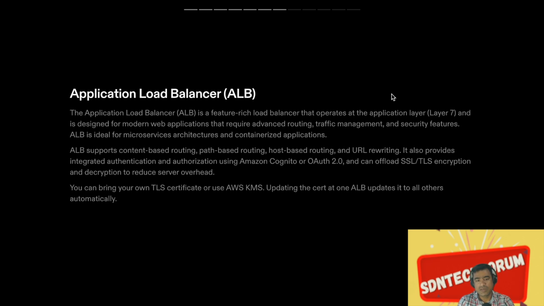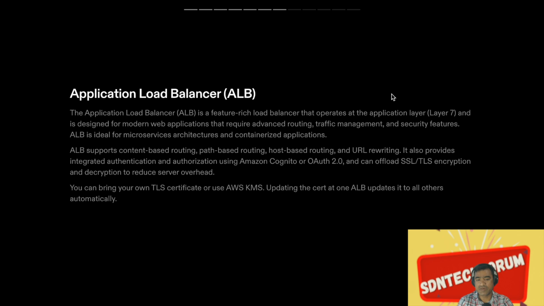Application load balancer. The application load balancer is a feature-rich load balancer that operates at the application layer and is designed for modern web applications that require advanced routing, traffic management, and security features. ALB is ideal for microservice architecture, right? So you can very well serve your application using ELB, but in case you have Kubernetes or Docker containerized applications, you would like to implement ALB.